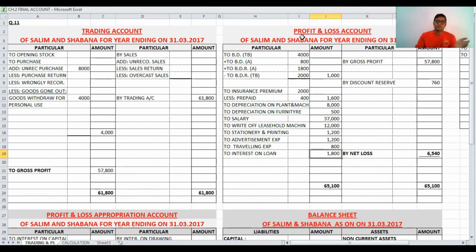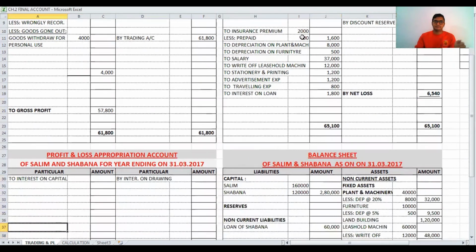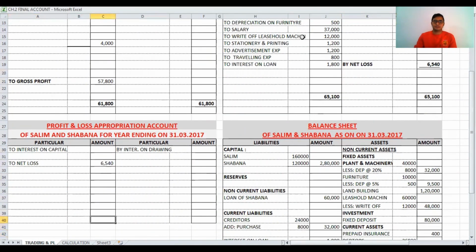Here there is a loss. This loss is transferred to the P&L appropriation account on the debit side, to net loss, amount 6,540. There is no other entry in the P&L appropriation account. So again the total comes to 6,540. The same total we have to write on the credit side, and the difference comes to 6,540. Here we have to write by distributable loss, and this loss is distributed between the partners Salim and Shabana.